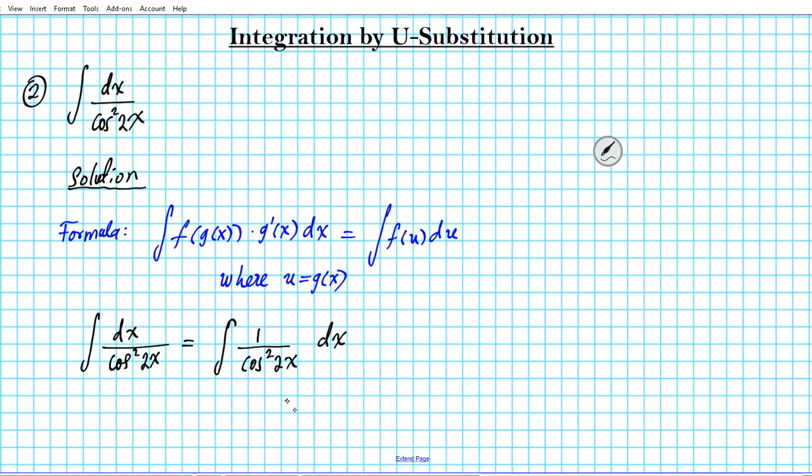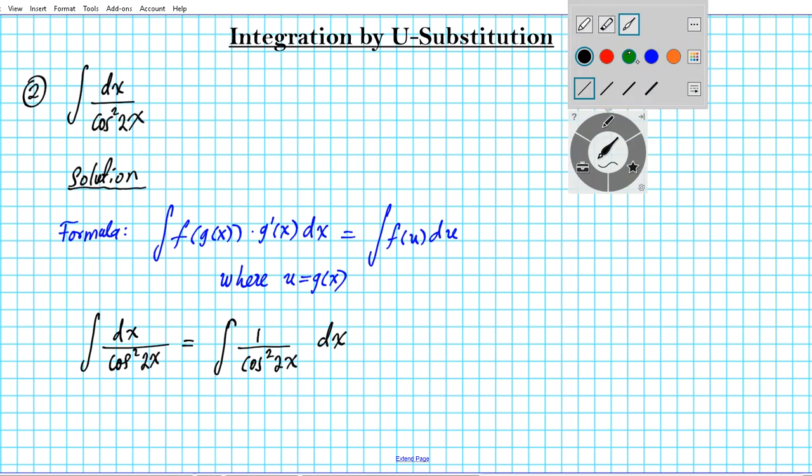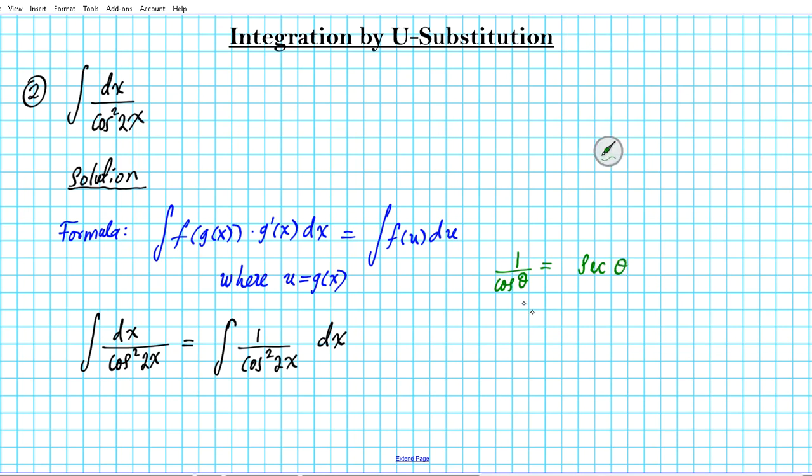Well, 1 over cosine square x is not an easily recognizable antiderivative or derivative. So what we're going to do here is, how about we write this in a format that's consistent with a known derivative? Remember your identities. Remember what 1 over cosine theta is? It is a reciprocal identity. 1 over cosine theta is equal to secant theta. So it follows that 1 over cosine square theta is secant square theta.